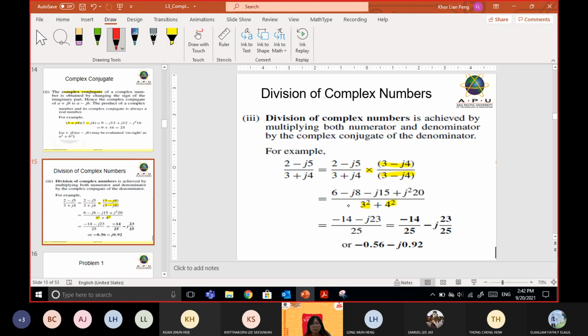And where's the 3, where's the 4 come from? So 3 is the value of the real part, 4 is the value of the imaginary part. So just take 3 squared plus 4 squared, okay? Then you get the value at the bottom.